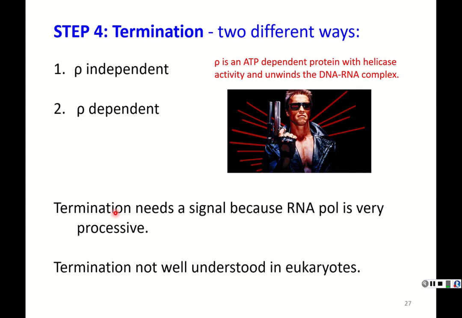You need a signal to stop because the RNA polymerase is very processive. So if you don't stop it in time, it's just going to keep going. You'll go through your entire gene and then it just keeps going, which would not be beneficial, right? Because if you don't have the correct length of your gene, you're just going to be making some other protein that has no real function. This process in eukaryotes is still not that well understood.